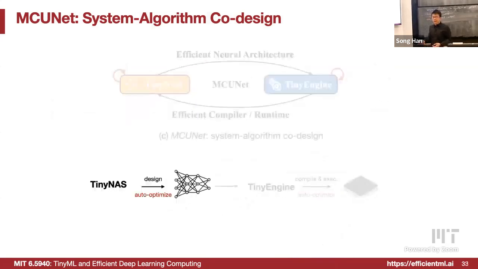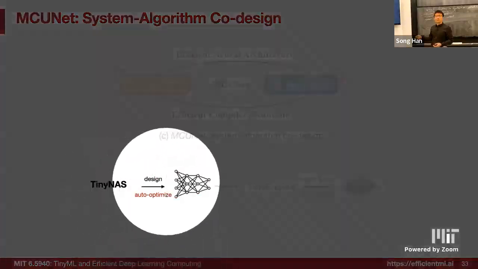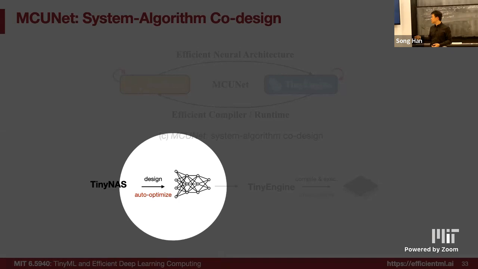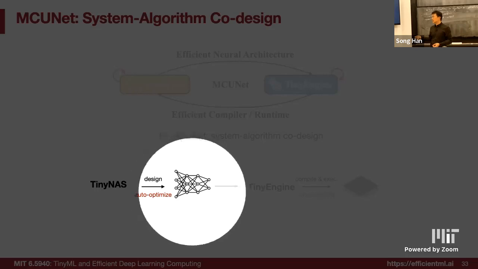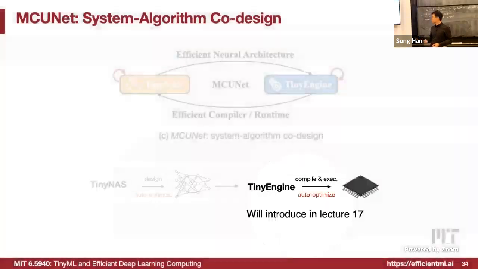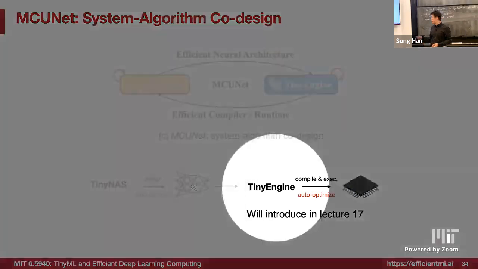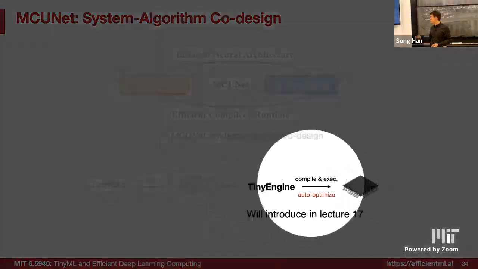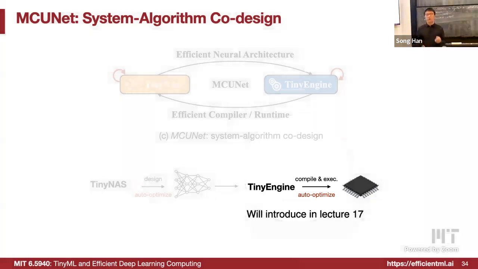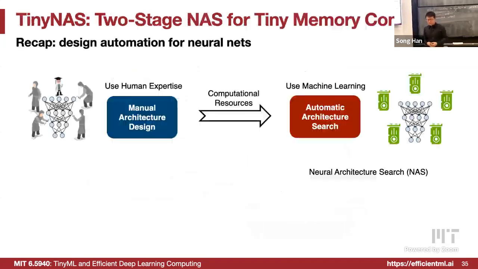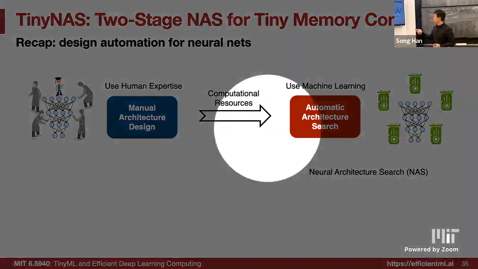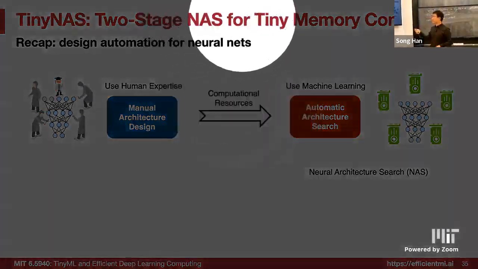In this lecture, we are going to cover the first part, which is TinyNAS, Tiny Neural Architecture Search: how to automatically design and optimize the model given the hardware resource constraints. In the next lecture, we are going to cover the second part, the TinyEngine, the efficient compiler and runtime, and how to optimize the inference engine. So let's start with TinyNAS, which has 2 stages.